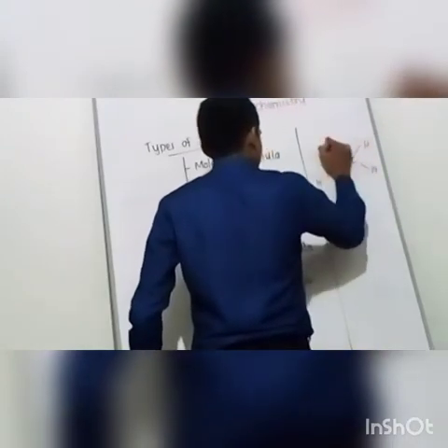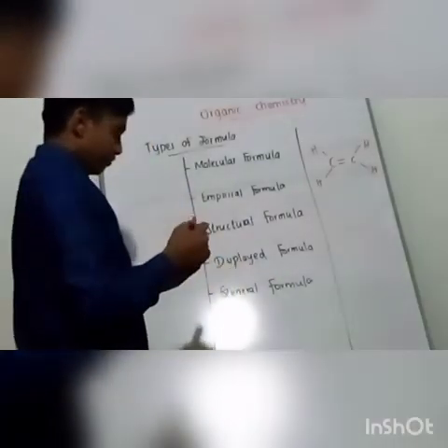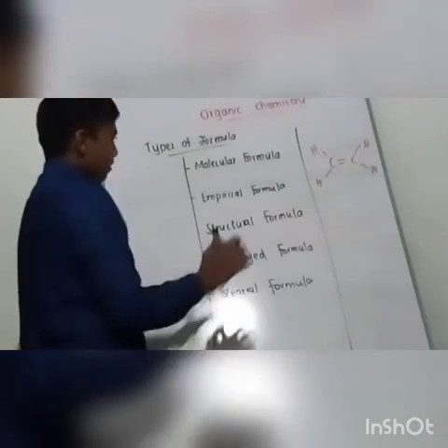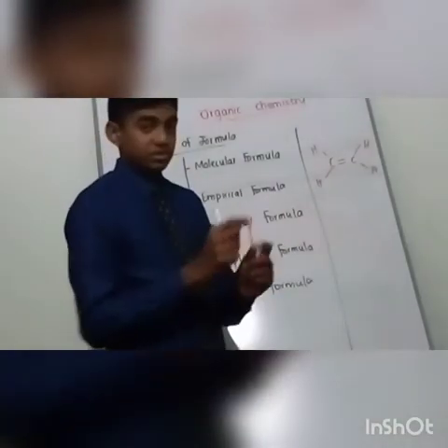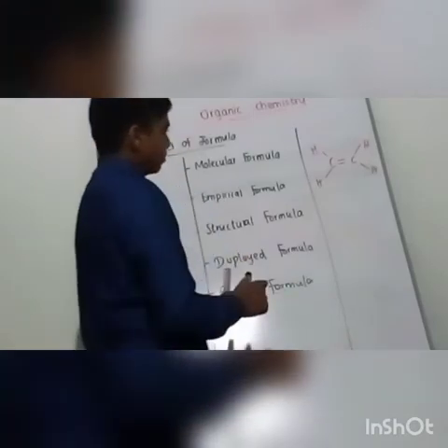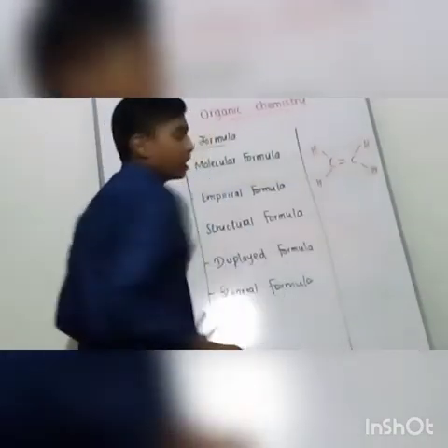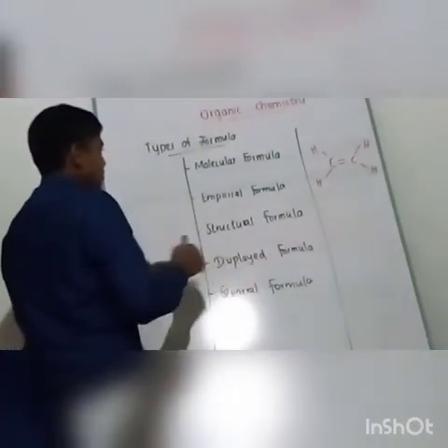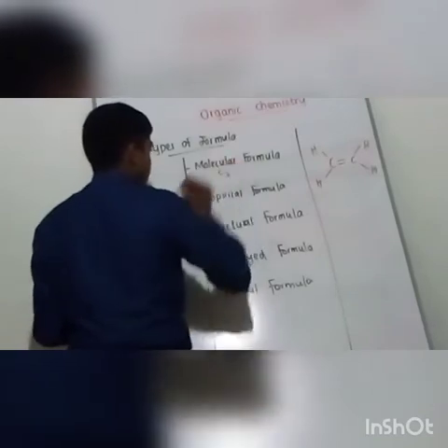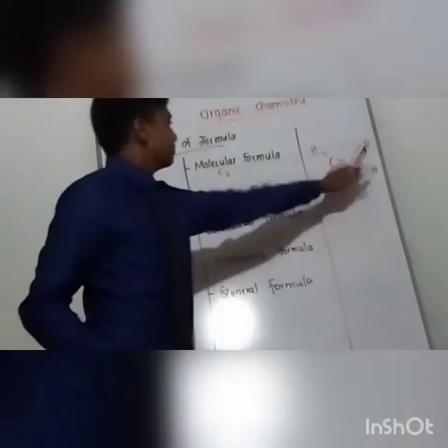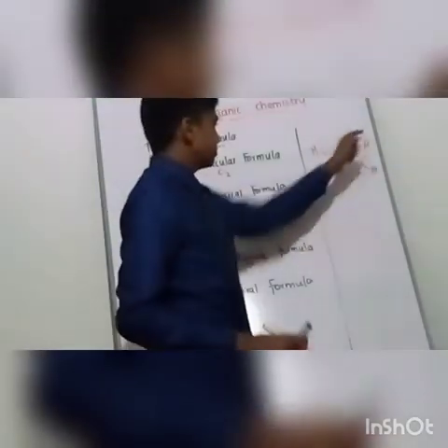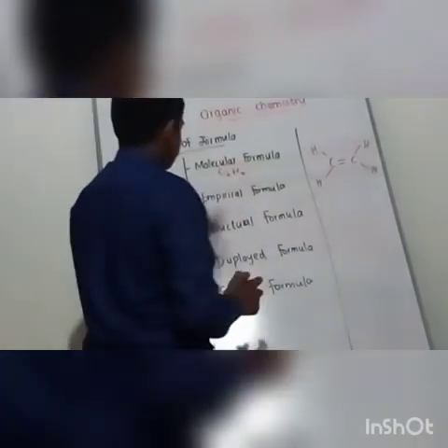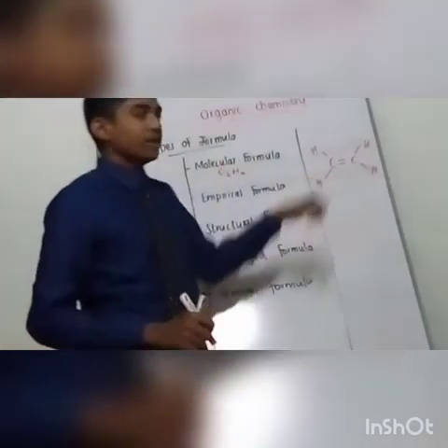So this is ethene. If they ask you to find the molecular formula of this, you have to count the elements in it. You must start from the carbon side. Count how many carbons are there: 1, 2. So there are 2 carbons, so we write C2. And there are 4 hydrogens, so H4. So this is the molecular formula of ethene.